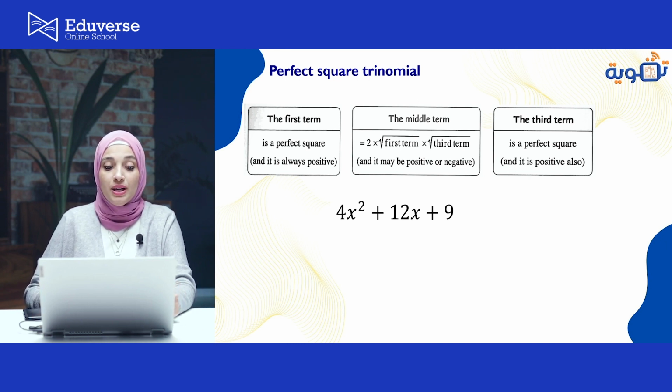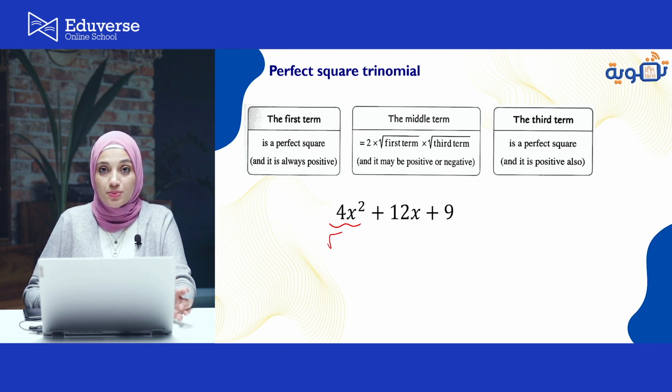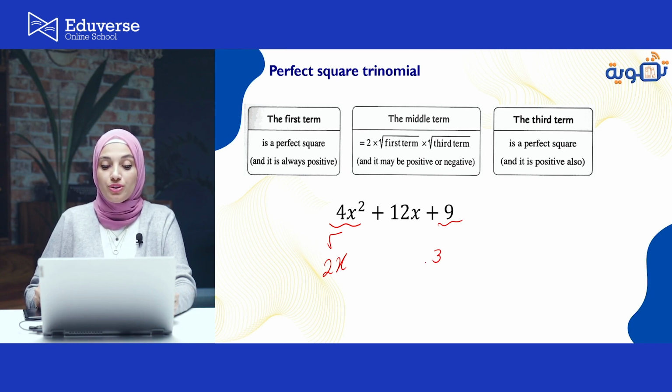The second step, let's check the first term. It's a perfect square or not. Try to get its square root. Square root of 4x power 2, square root of 4 is 2. Square root of x power 2 is only x. So yes, it's a perfect square. 9, let's check its square root, which will be 3. Yes, it has a square root, so it's also a perfect square.